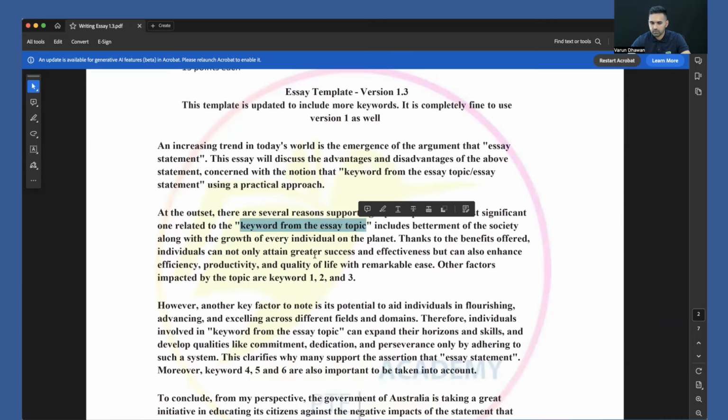Thanks to the benefits offered, individuals can not only attain greater success and effectiveness, but can also enhance efficiency, productivity, and quality of life with remarkable ease. Other factors impacted by the topic are three keywords, which should be related. These keywords are very important. If you're not using these keywords or if you're not writing proper keywords, things are not going to work for you. I'm telling you again and again, you need to make sure you add proper keywords, which do make some sense.